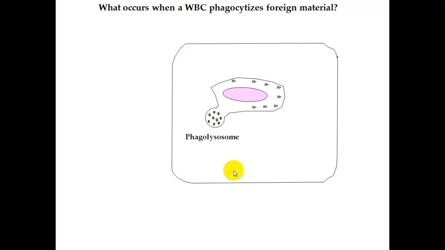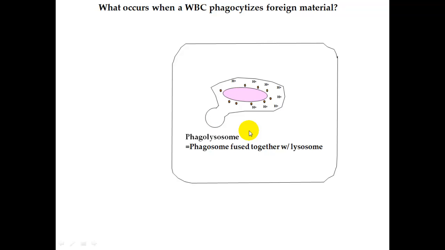So again, phagolysosome is the phagosome that has become fused together with the lysosome. The reason why that fusion happens is to allow these enzymes to start breaking down that bacterial cell, kind of like this.